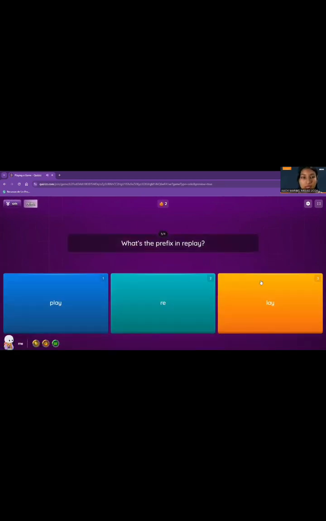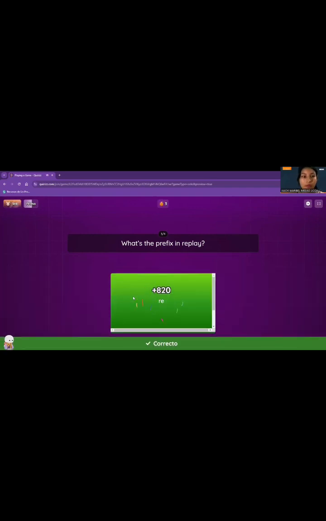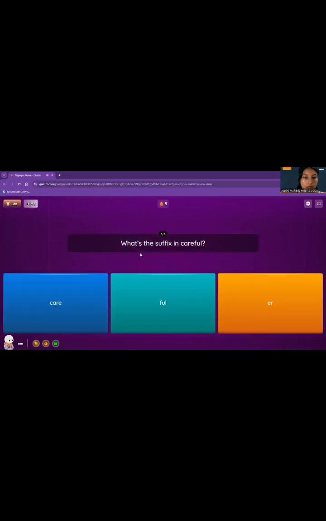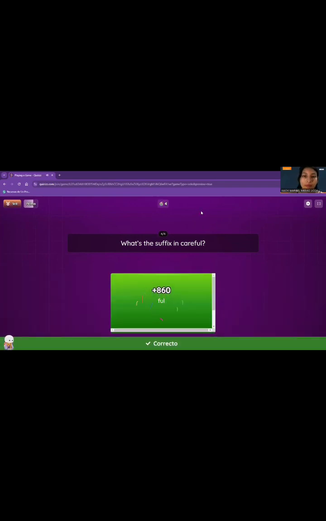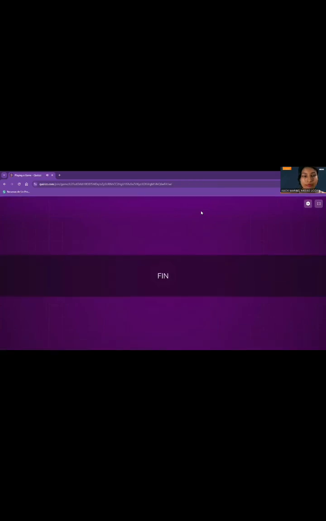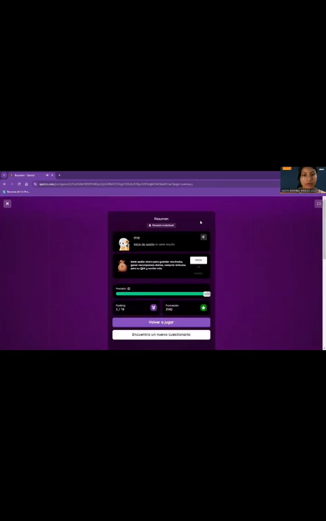What is the prefix in replay? Remember, we already saw this example. The prefix is re because play is the root word. What is the suffix in careful? The suffix is ful, because the root word is care. Okay, this is all. Thank you.